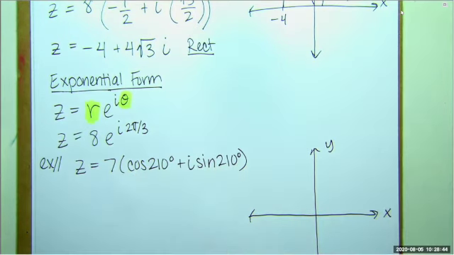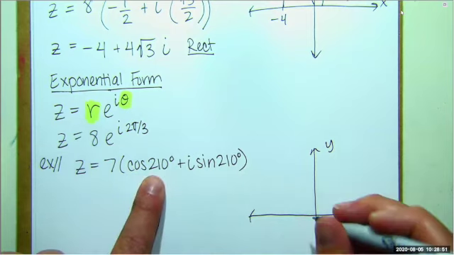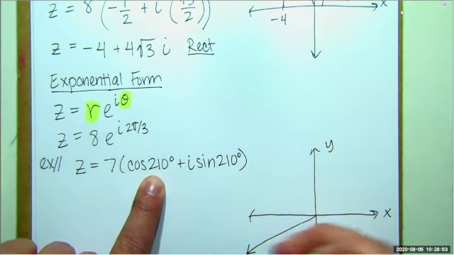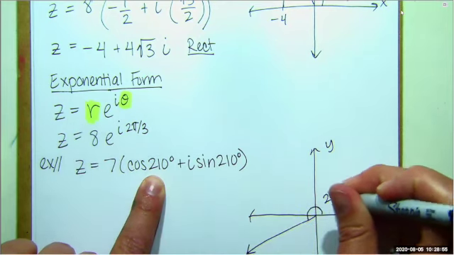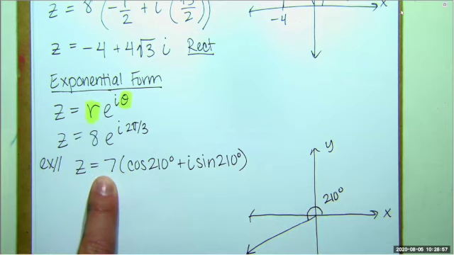So in order to plot a number that's in polar form, this is r, this is theta. We want to draw in theta, so 210, that's 180 plus 30 more. Here's 210. And then r tells us our distance from our pole out to our point. So this is 7. Okay, so there's our point.